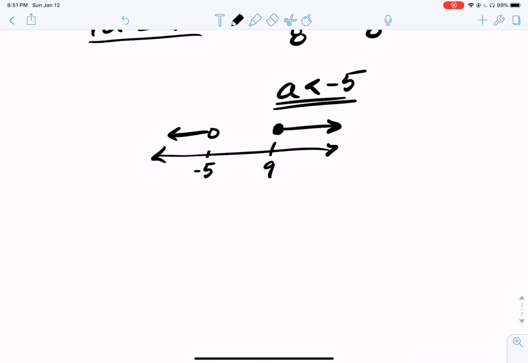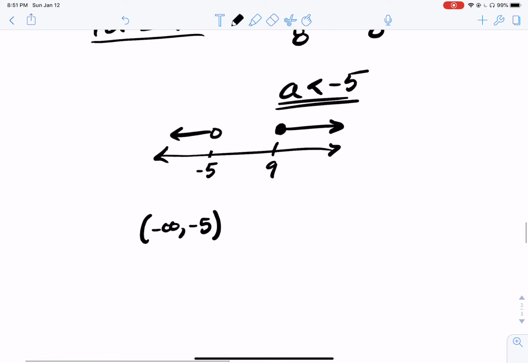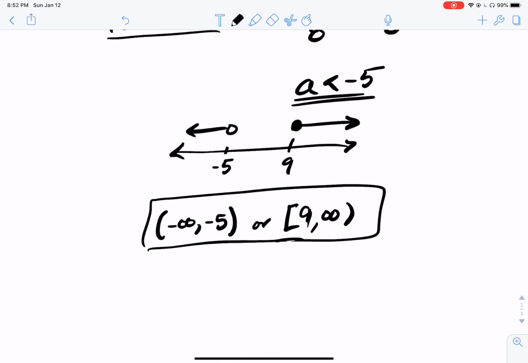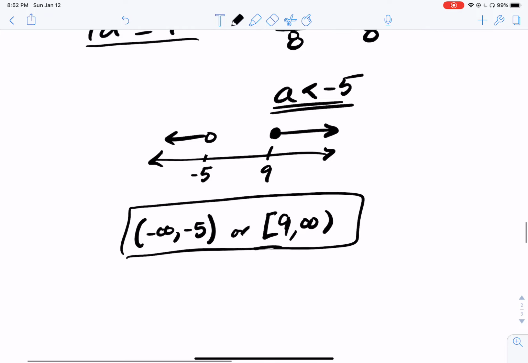So as an interval, you would start with a parenthesis and go from negative infinity until we get to negative 5 and close the parenthesis. And then we would continue from 9 all the way to positive infinity. Oh, but I need to fix something here. We would have to use a bracket, okay? We'd have to use a bracket and not a parenthesis because we have the closed circle on the 9.